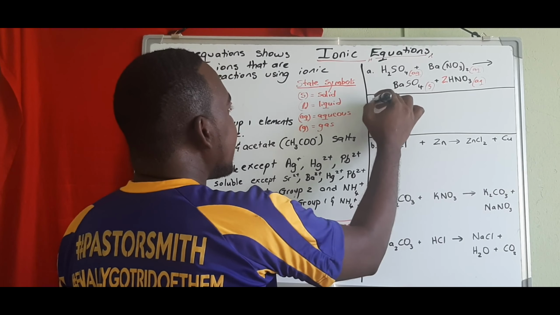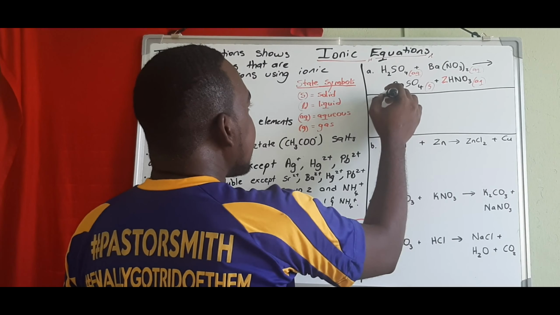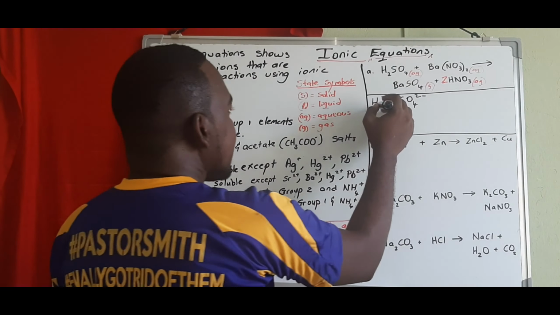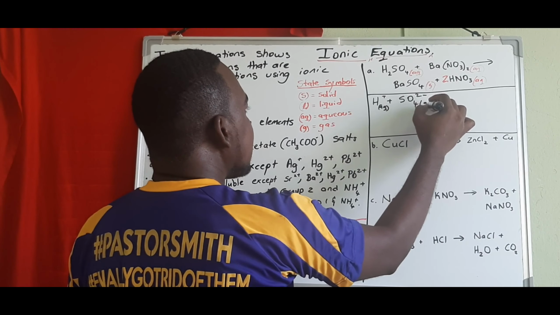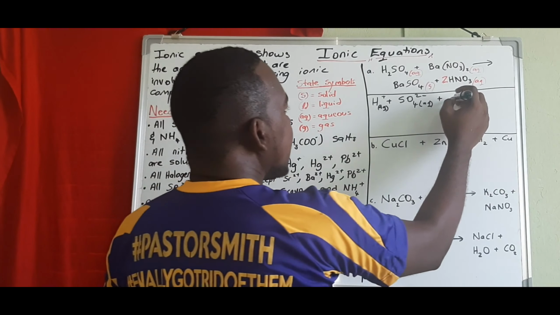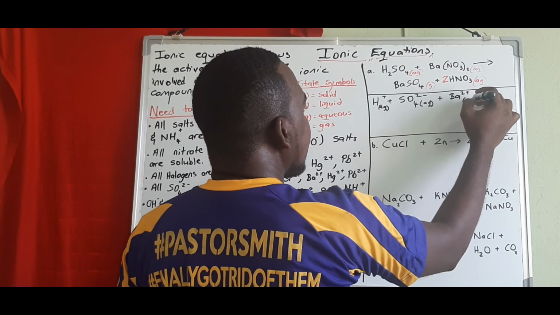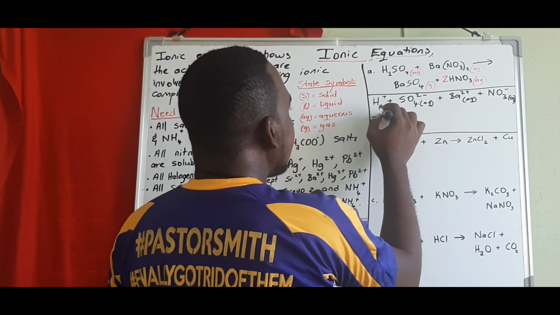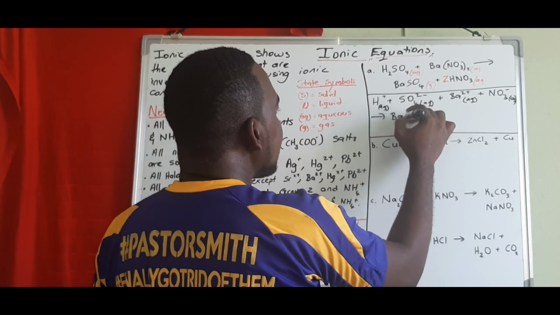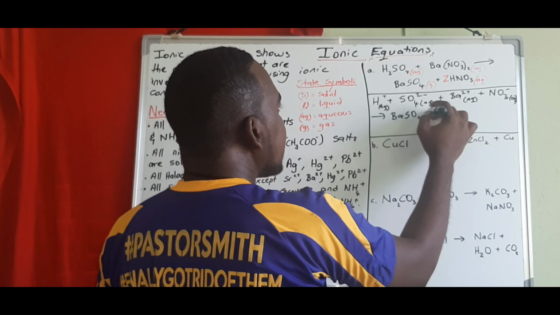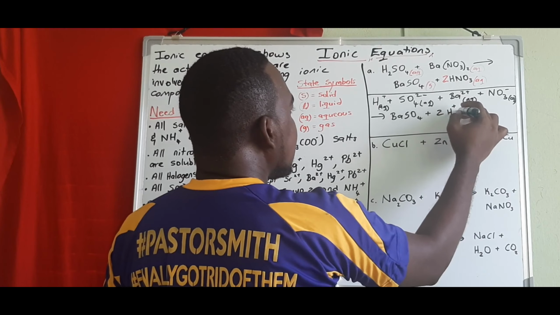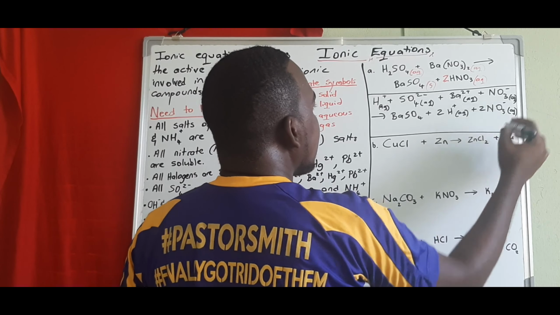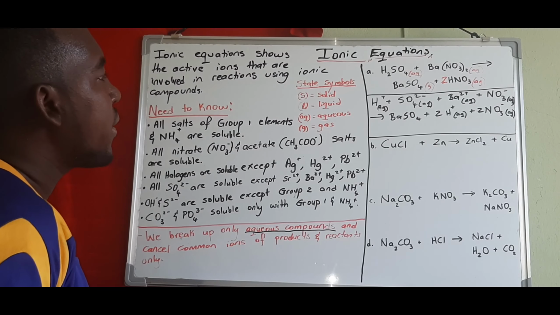So we split H2 plus, so that is 2 plus, SO4 2 minus, right? So we split that, and we still keep our symbols there. Sorry, plus barium is also split, so we split barium and nitrate, right? And that gives us barium sulfate. It's a solid, so we don't split it if it's not aqueous. Plus, we have 2H plus aqueous and 2NO3 aqueous, right? So we have that.